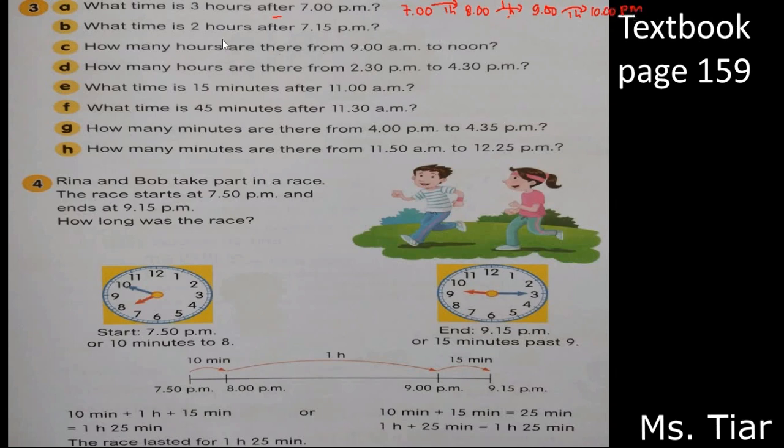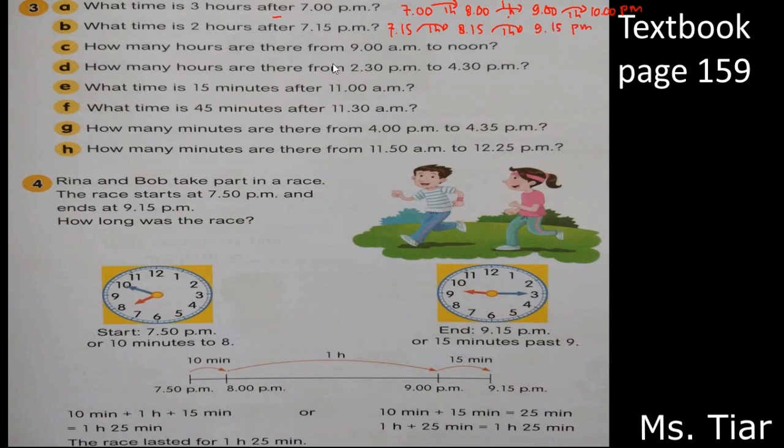Next, what time is 2 hours after 7:15? So how to put the timeline? You put the starting time first, the 7:15, and then the first 1 hour you get 1 plus 7, you get 8:15, and then the second 1 hour you will get 9:15 p.m.